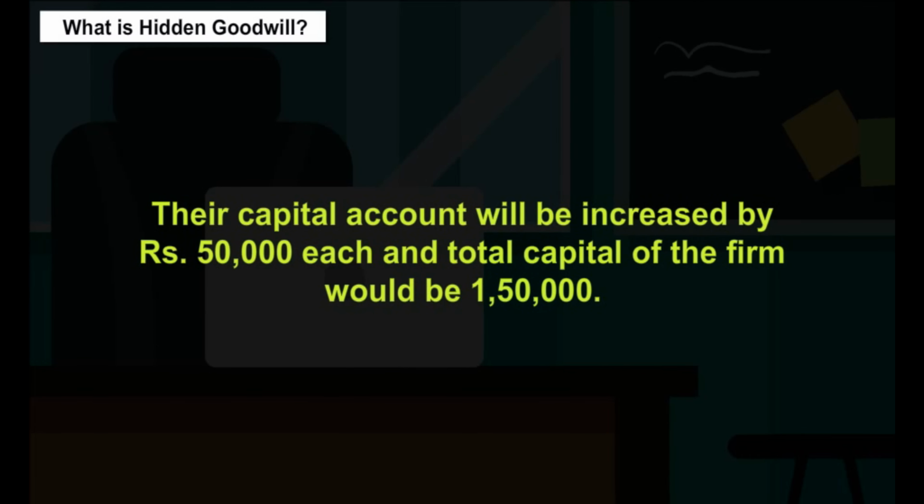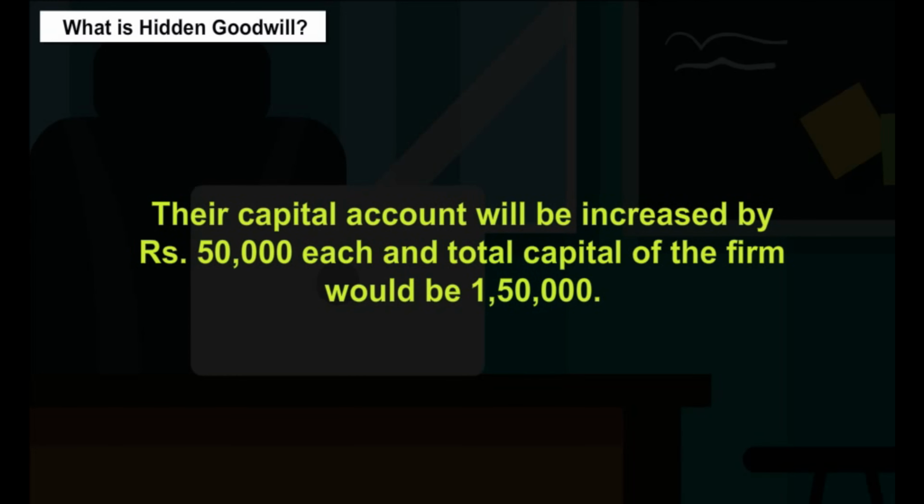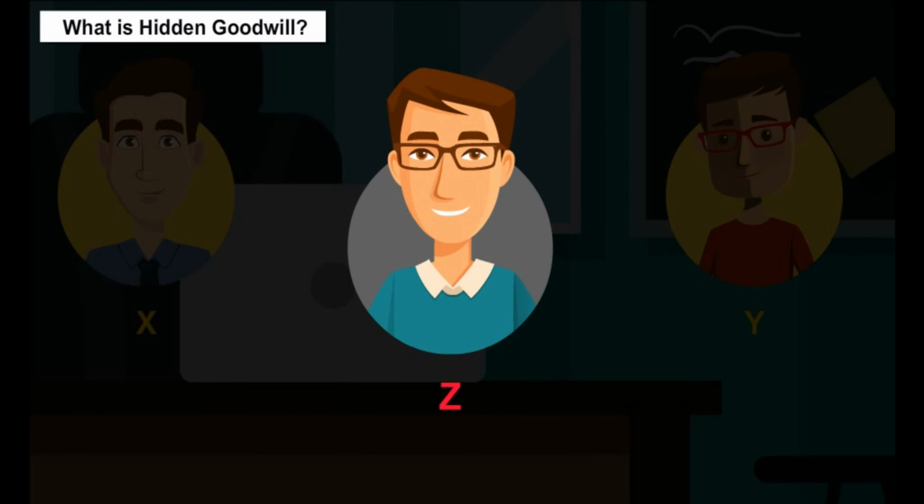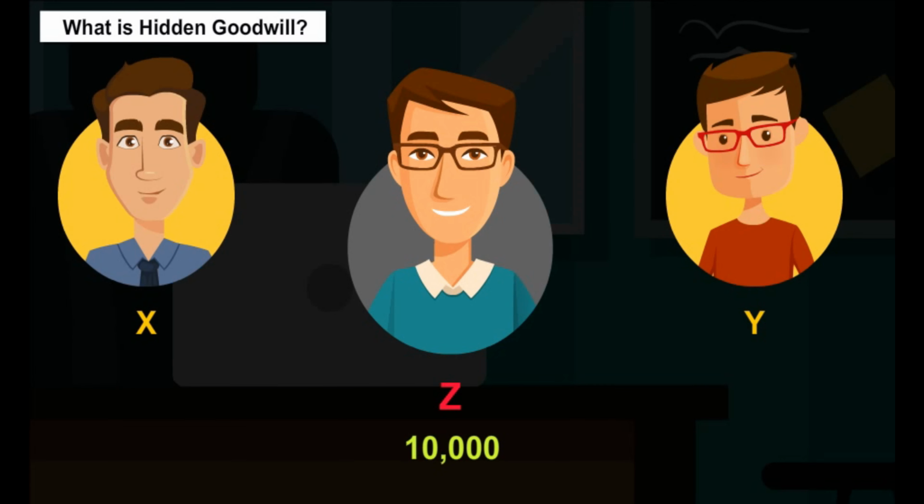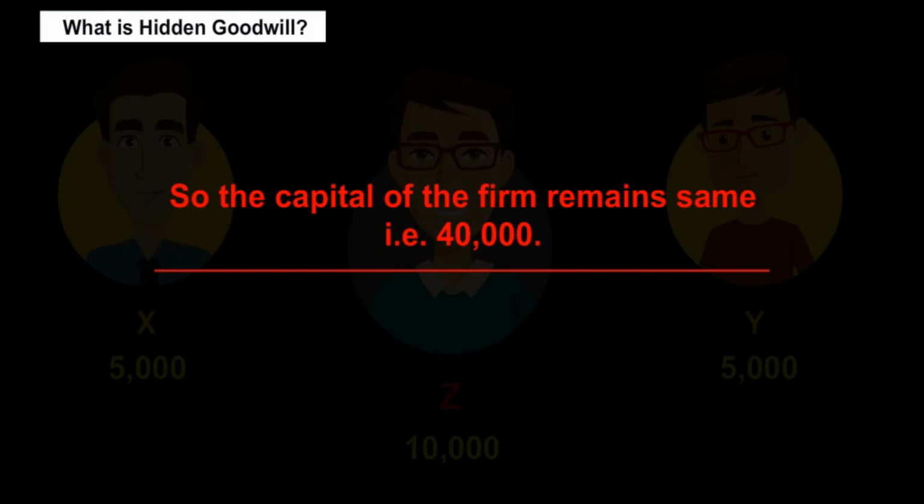So, their capital accounts will be increased by 10,000 rupees each, and the total capital of the firm would be 1,50,000. If the goodwill is not to be raised, then Z's account will be debited by 10,000 and X and Y's accounts will be credited by 5,000 each. So, the capital of the firm remains the same, that is 40,000.